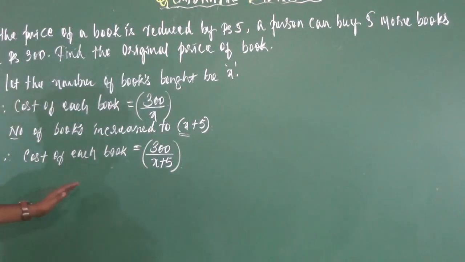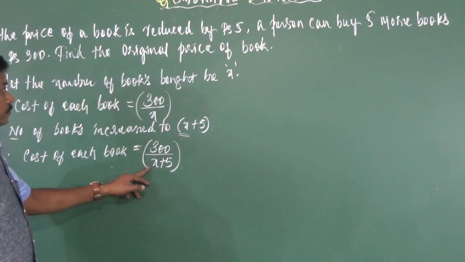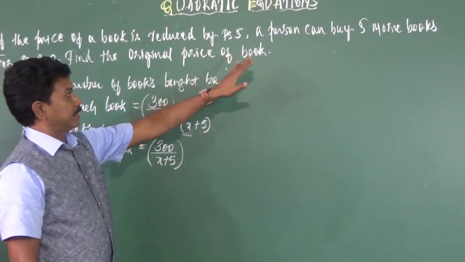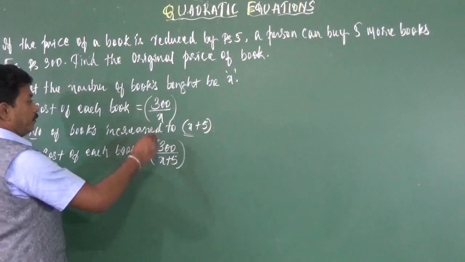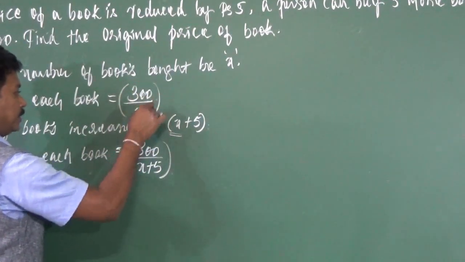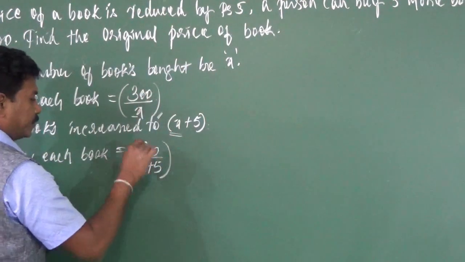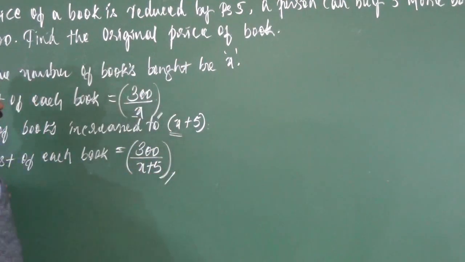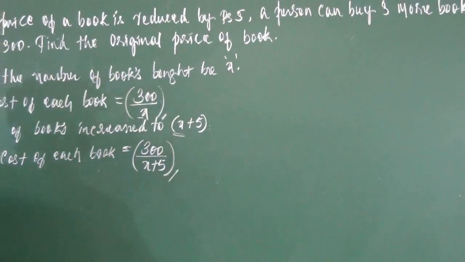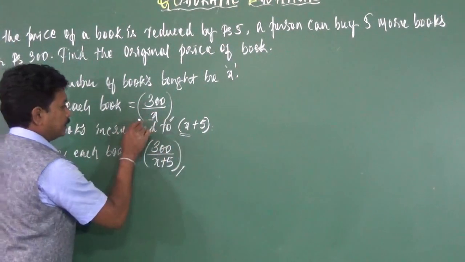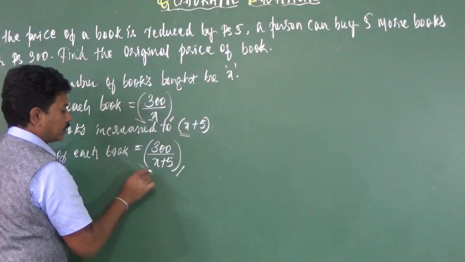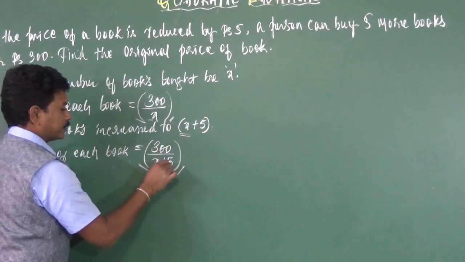So if the price of the book is reduced by rupees 5, the person can buy 5 more books. When he buys X books, the cost of each book is 300 by X. When he buys X plus 5 books for the same amount, this is the cost of each book. So according to the condition here, this is the cost of one book when you buy X books, and this is the cost of one book when you buy X plus 5 books.